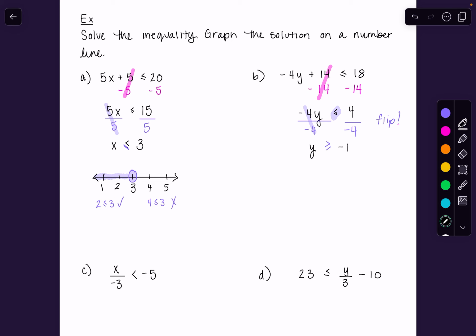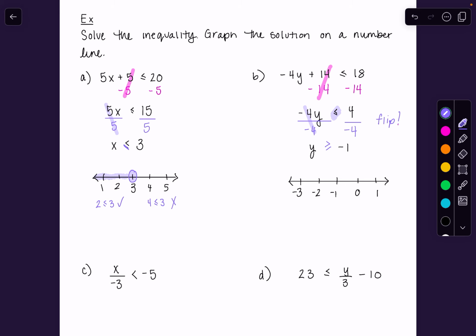So that is our solution, but now we want to graph it on a number line. So negative 1 is going to be my center point, and again, I'm going to go up 2 and down 2. If I add 1, that's 0. Add another 1, it's 1. Subtract 1, just to get a few points.